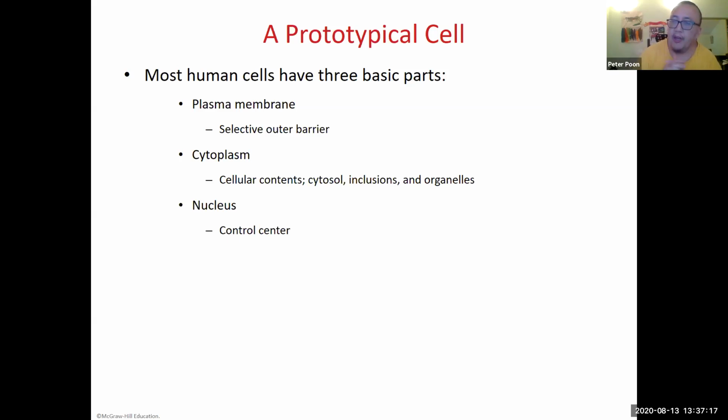In the middle of the cell, you have a nucleus. The nucleus is the control center of the cell. In between those two is the cytoplasm. The cytoplasm has fluid in it called cytosol, but embedded in that is a whole bunch of stuff: inclusions, which are just big blobs of stuff, and most importantly, the organelles.